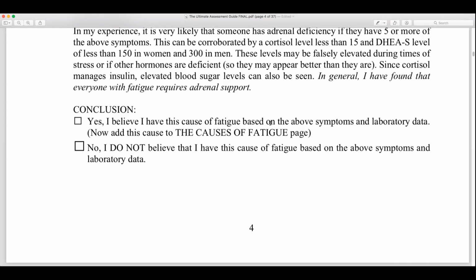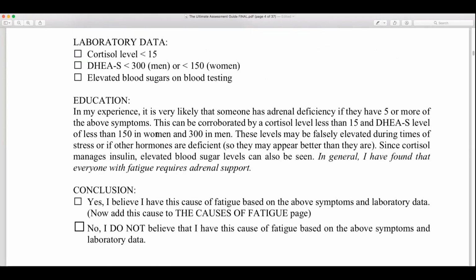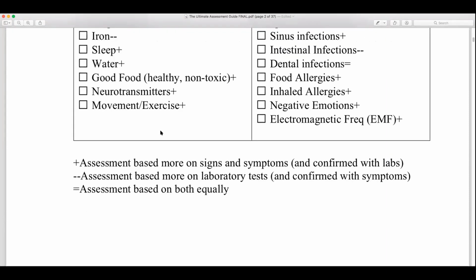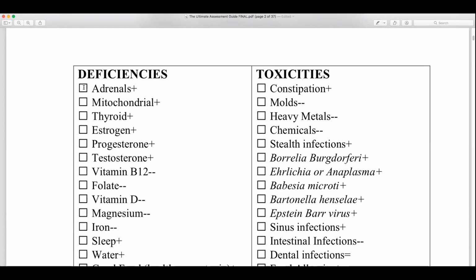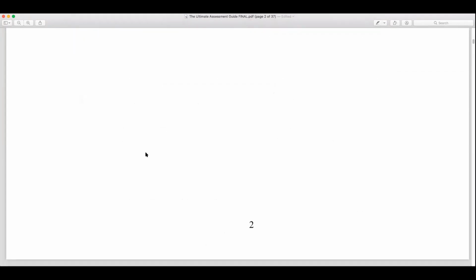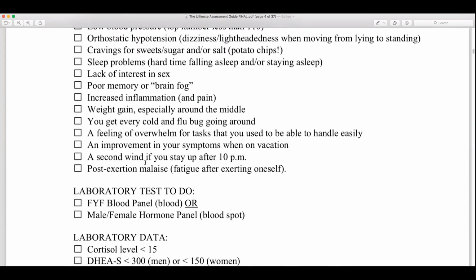So if it's yes, I believe I have this cause based on the symptoms and laboratory data, I'm going to check this off here. It's going to let me. It's not going to let me. And say, now add this cause to the causes of fatigue page. So now I go back up to that second page. Here we are. And I'm going to check off the adrenals. And then I go on to the next page. So the next one is mitochondrial deficiency.